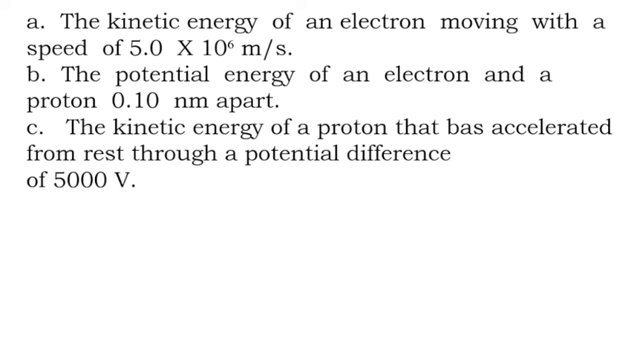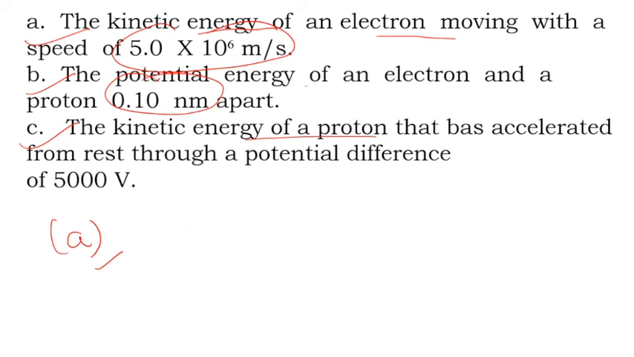Okay, our next question says the kinetic energy of an electron moving with this particular speed, the potential energy of electron and proton. So this is A part, this is B part, and this is C part. The first is kinetic energy of electron moving with this speed, potential energy of electron and proton which are this much apart. And third part is kinetic energy of proton that has accelerated from rest through a potential difference of this. So first we'll do the first part.